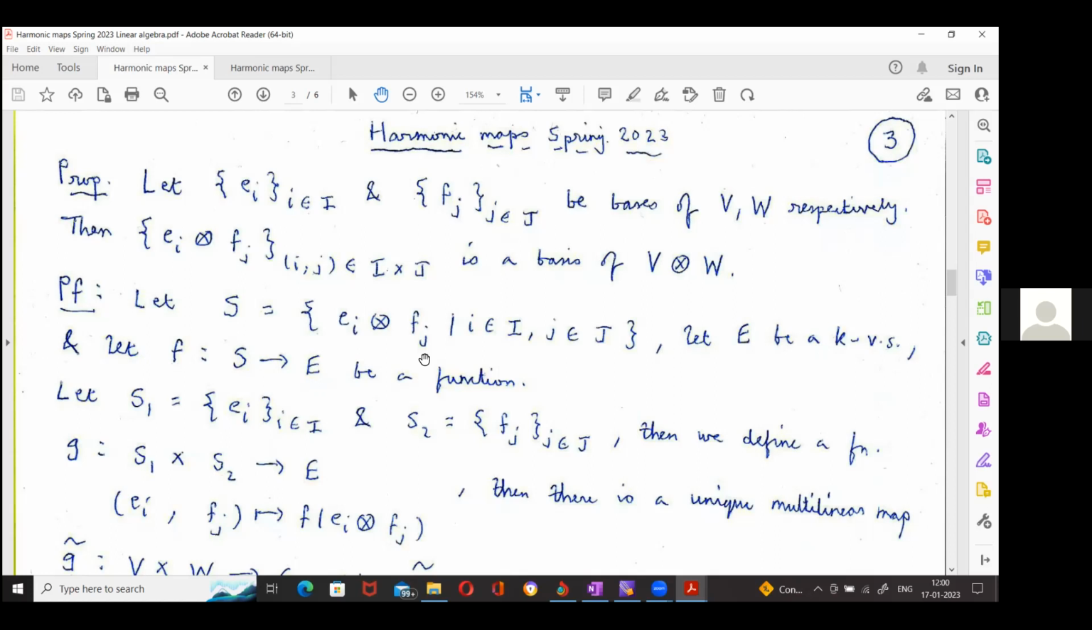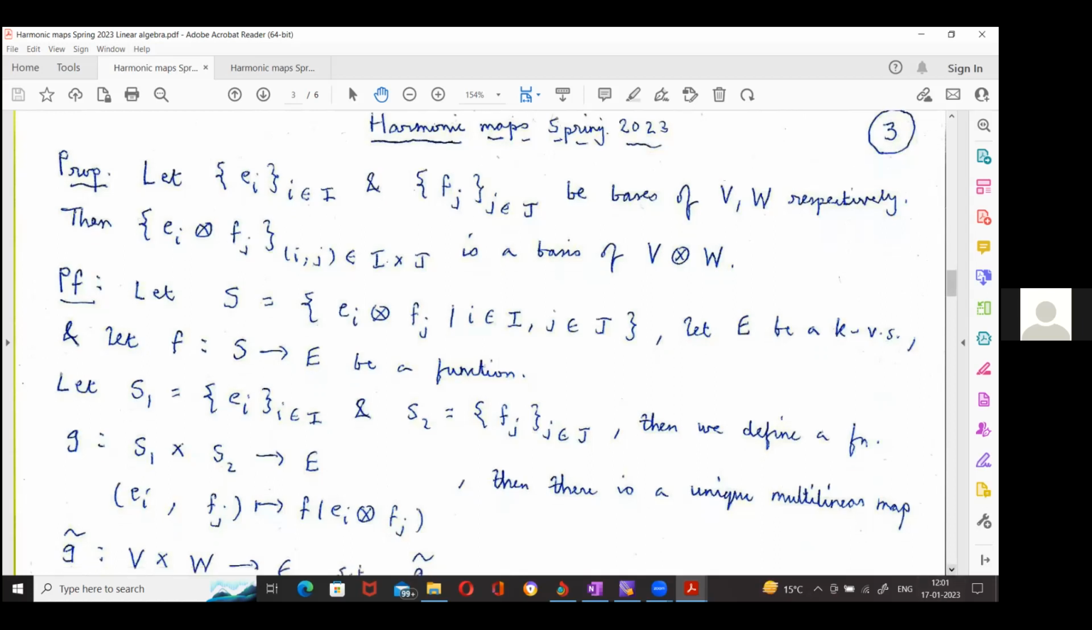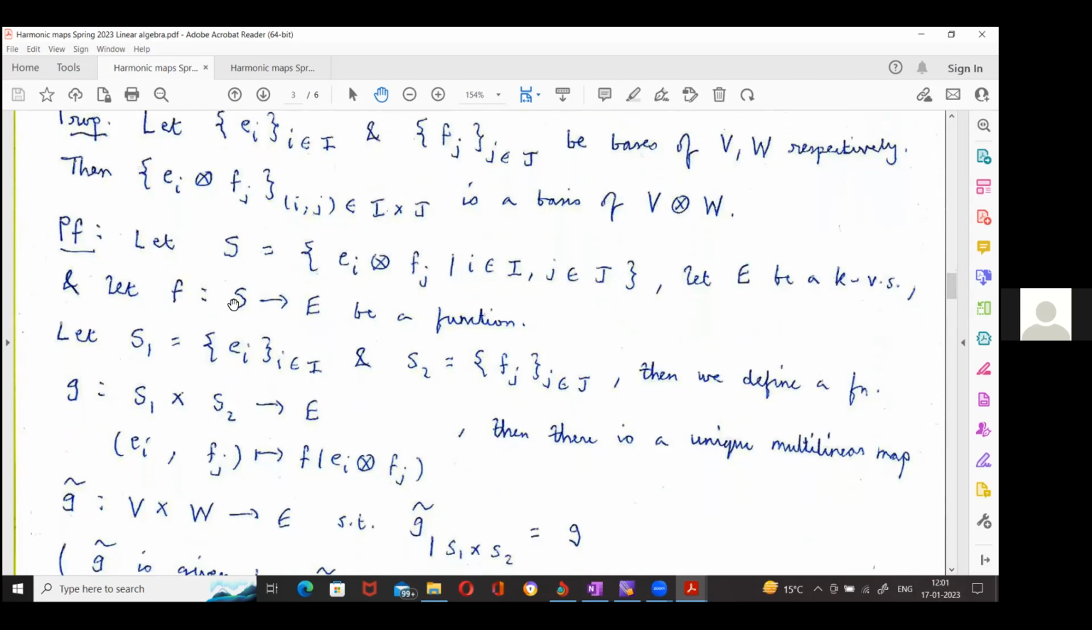So first, let S1 be the basis e_i of V and let S2 be the basis f_j of W. Then given our function f on this set S, we can define a function g from the Cartesian product S1 cross S2 to E, which is (e_i, f_j) goes to f of e_i tensor f_j. I can define this function.